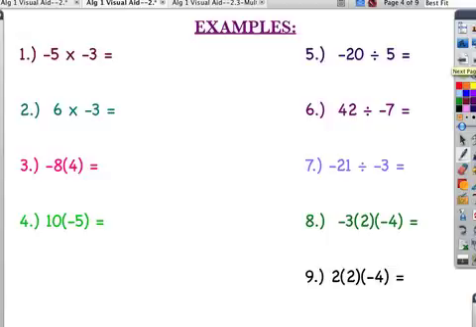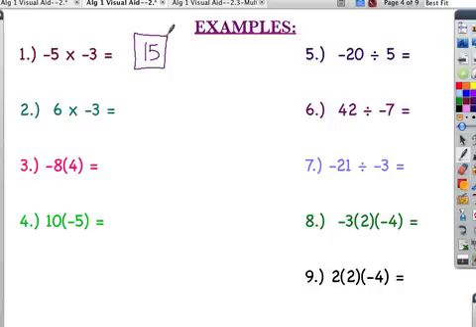So here are a few examples. Number 1, negative 5 times negative 3. At first, I can completely ignore the signs and say that 5 times 3 is 15. Now, I check to see do they have the same sign or unlike signs. Since they're both negative, they have the same sign. So same gives us a positive answer. Positive 15.